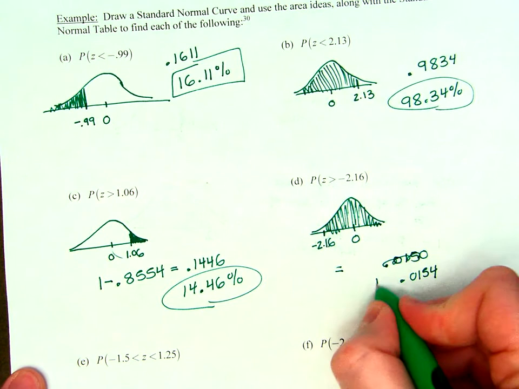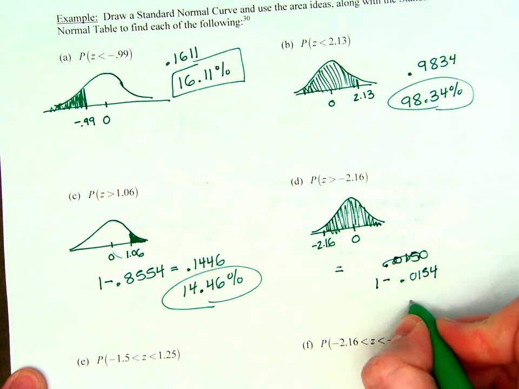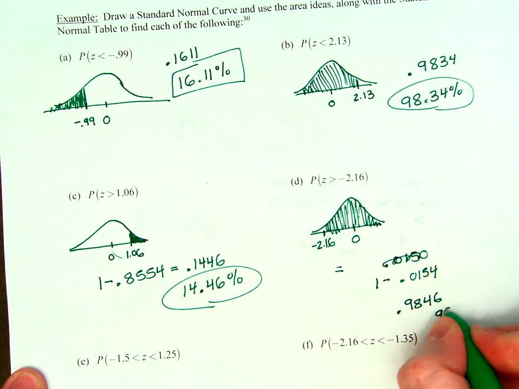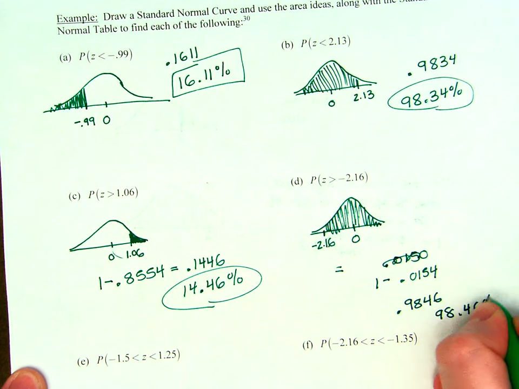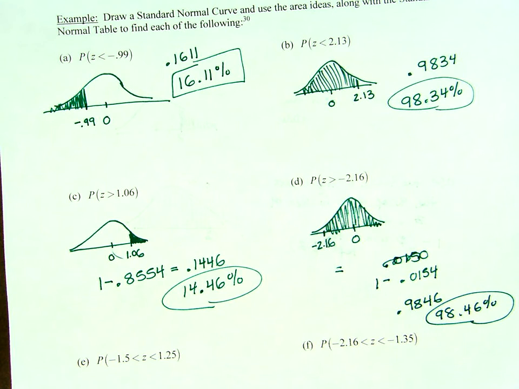So I'm going to do 1 minus that. And I'm going to come up with 0.9846, or 98.46% of the data is in our shaded region.